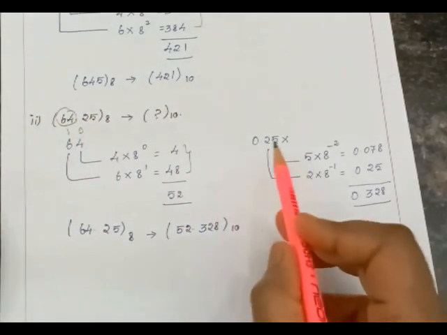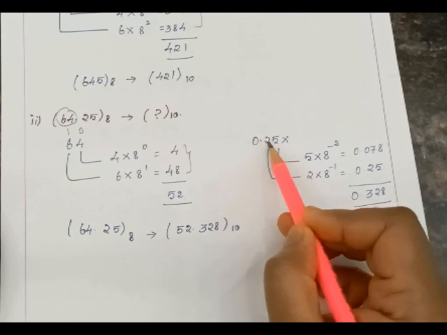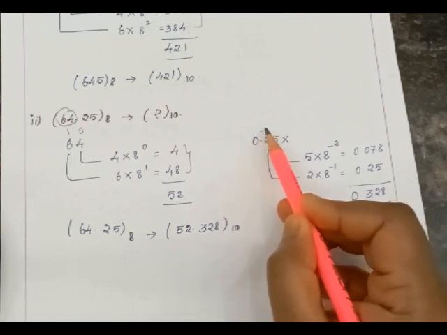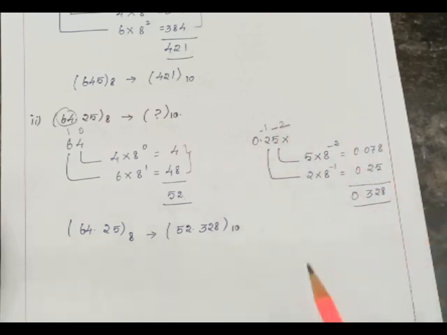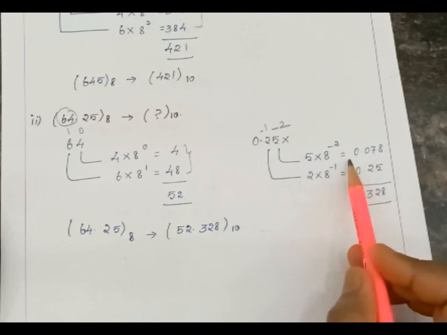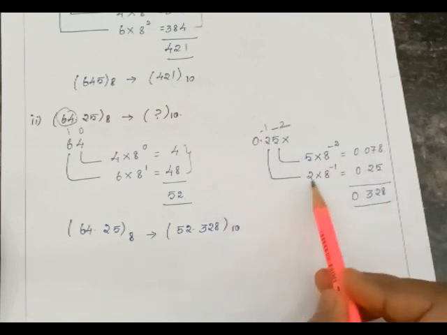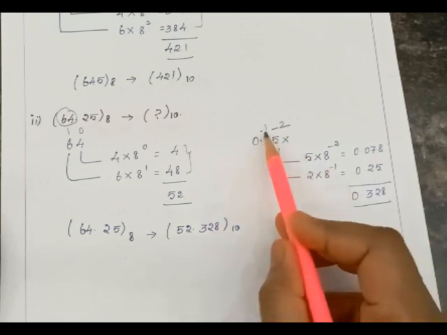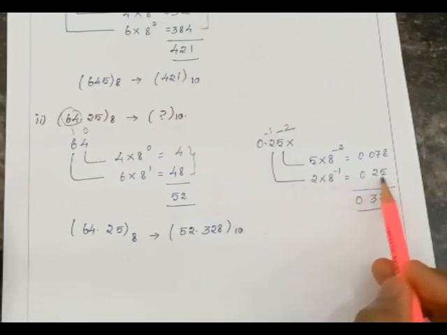And for the fractional number, that is 0.25. So for this 2 the place value is minus 1, and for this 5 the place value is minus 2. So 5 into 8 power minus 2, which is equal to 0.078, and for this 2 is multiplied with 8 power its place value, that is 8 power minus 1, which is equal to 0.25.